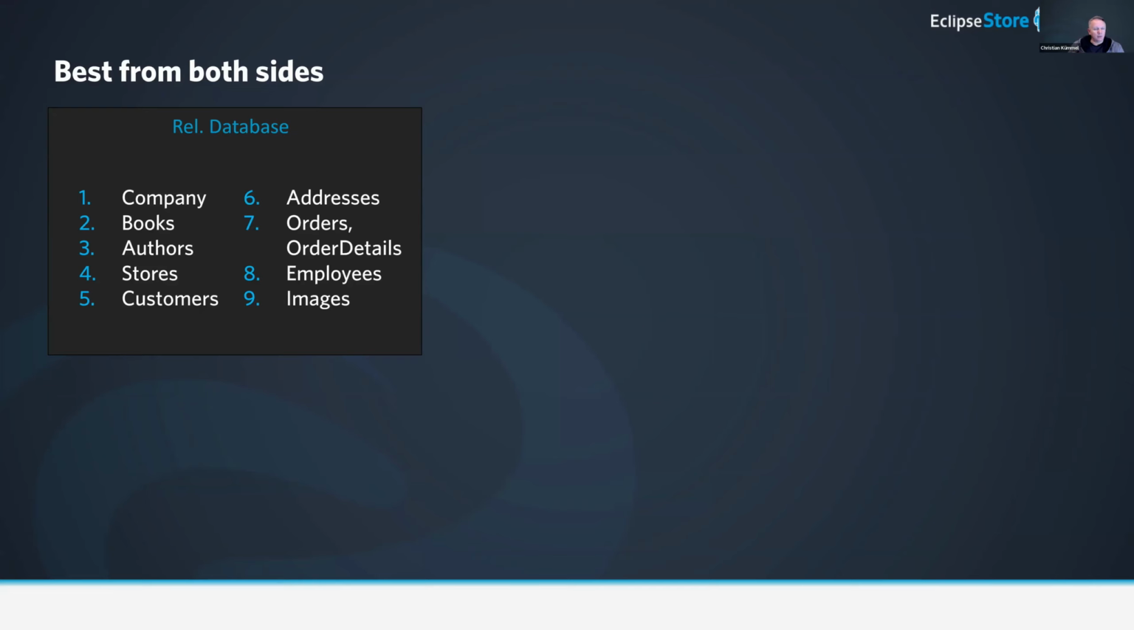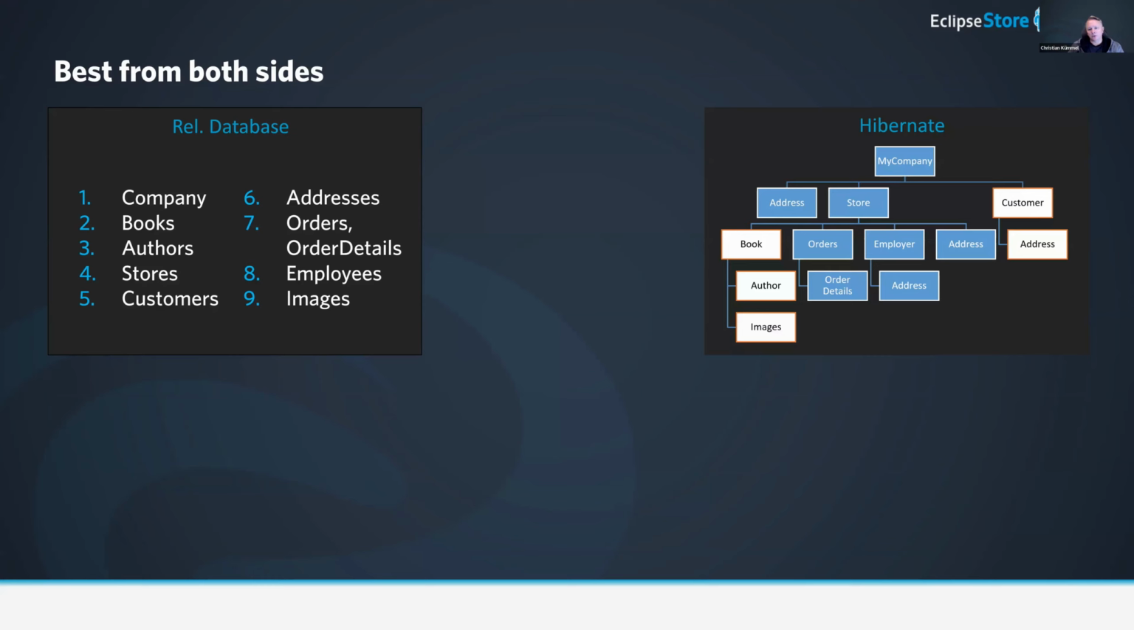So we have several tables within the database. One maybe contains the company information. Then we have one table with all the books, one table for authors, stores, and stuff like that. For each entity, we would have a table. And on the Hibernate side, we use Hibernate in that case. It would look like this. So this is the famous OR mapping we have to do at the end.